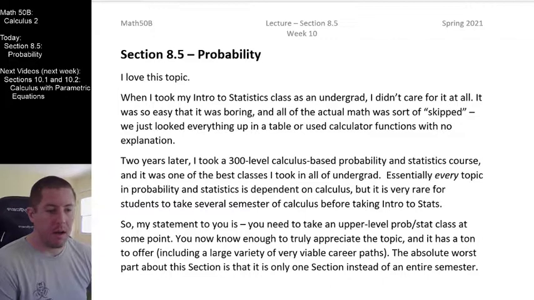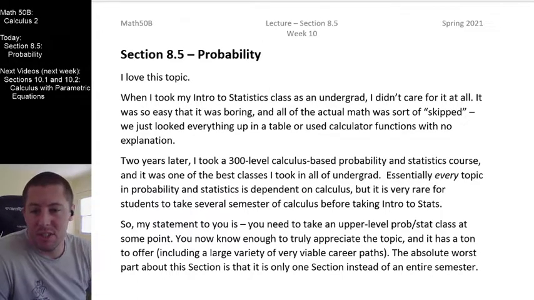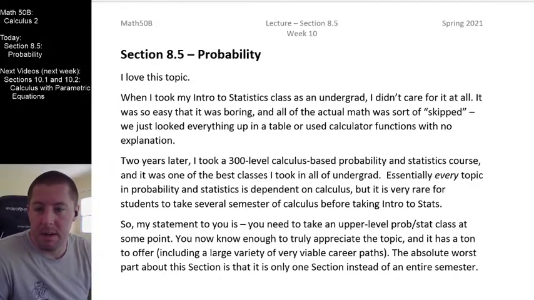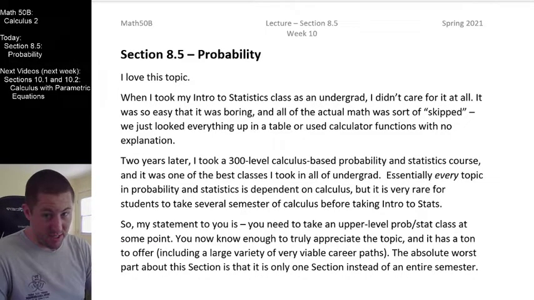We are here on Tuesday, March 30th, and today we're going to be talking about section 8.5, probability. And as you see, I've got a block of text on the screen here. I really, really like this topic. I wish that we got to spend a little bit more than a day on it here. So I do kind of want to throw this out to you guys about how I think that you should be thinking about this topic.